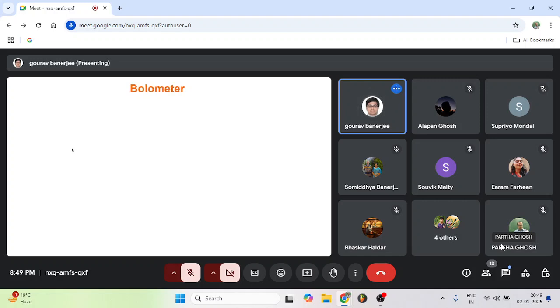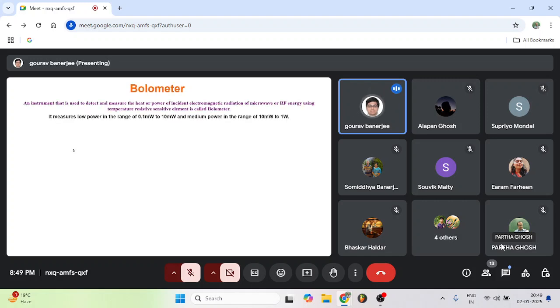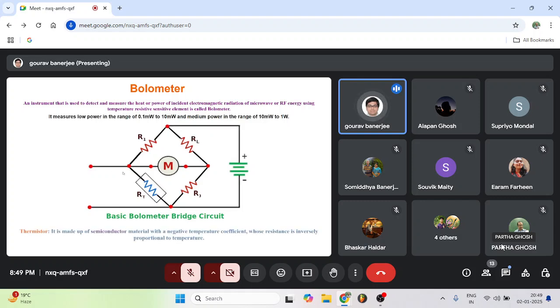Then there is the bolometer. A bolometer is a superconductor. This is a circuit diagram of the bolometer, and it is used to detect microwave and radio frequency. It is like a temperature sensitive element, and this is a bridge diagram. When the signal comes through this terminal, the resistance of this bolometer will change and it gives some output through this meter. So this is mostly used in radio frequency observation.